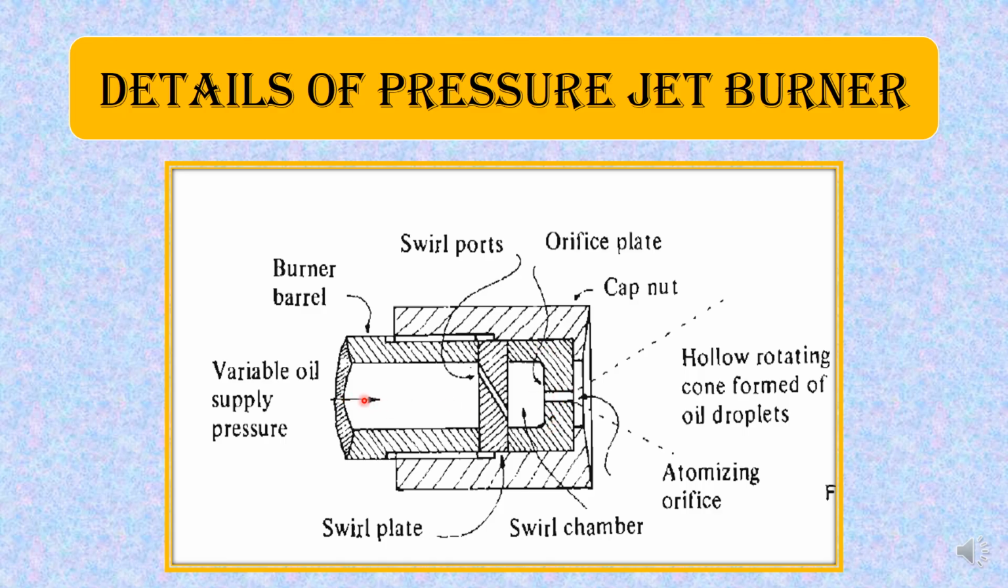When the oil passes through here, it gets the rotational energy, and through this orifice it goes and creates the hollow rotating cone as it atomizes. You can see the hollow rotating cone is formed with the oil droplets atomizing, and this is the atomizing orifice you can see here. This complete assembly is held in place with the orifice plate and the cap nut, as you can see on top of this. So this is the detail of the pressure jet burner nozzle, as you can see in front of it.